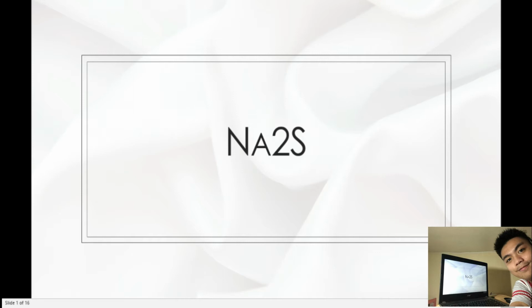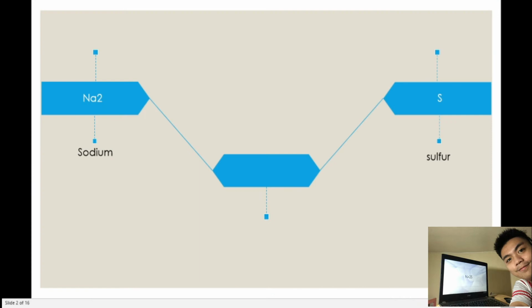To write the name for Na2S, we first need to know what type of compound we have. Sodium is a metal, and sulfur is a nonmetal. That gives us an ionic compound. It's also considered a binary ionic compound. We only have 2 different elements, which are Na and S. So we call this a binary ionic compound.